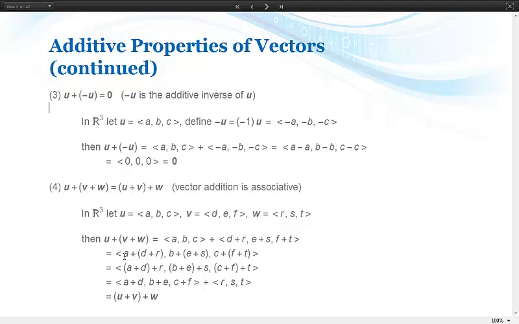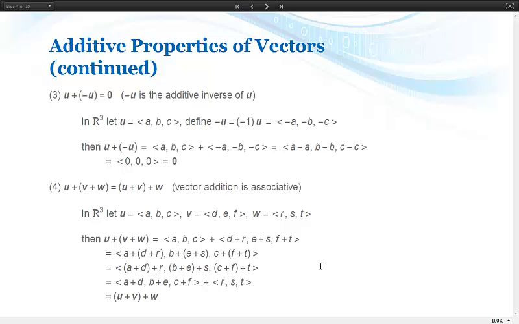So in the real numbers, a plus the quantity d plus r is the same as the quantity a plus d plus r. Why? Because we know that real number addition is associative. I can move the parentheses around freely. Similarly with this second element, b plus the quantity e plus s is the same as the quantity b plus e plus the quantity s, because real number addition is associative. And similarly with the last element, c plus the quantity f plus t is the same as the quantity c plus f plus t.